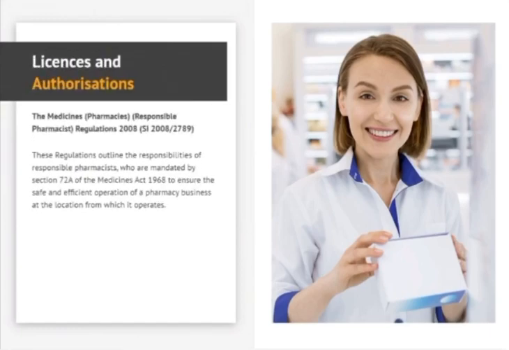The Medicines (Pharmacies) (Responsible Pharmacist) Regulations 2008. These regulations outline the responsibilities of responsible pharmacists, who are mandated by Section 72A of the Medicines Act 1968 to ensure the safe and efficient operation of a pharmacy business at the location from which it operates.